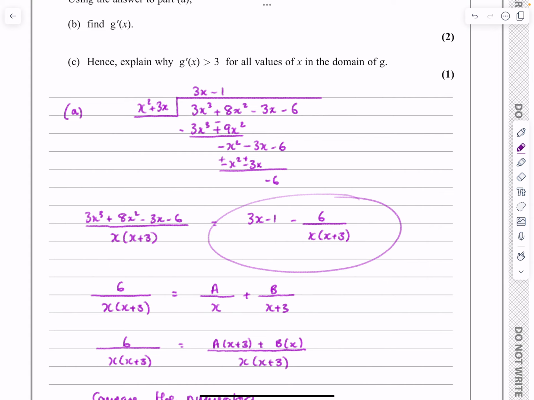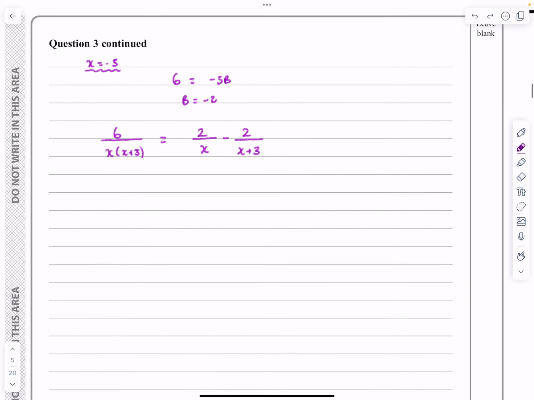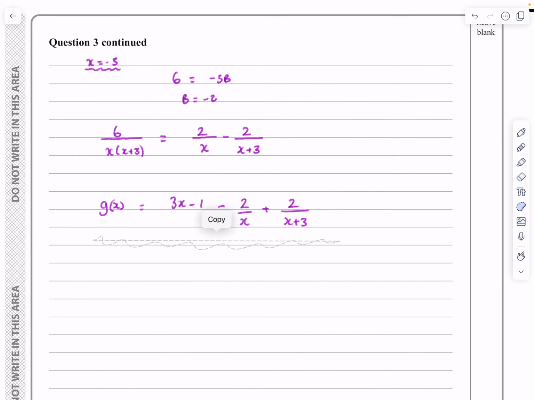So if I now put this information into this part here, I'm going to get that the original question, g(x) is equal to 3x minus 1, and then it's minus this thing, so minus 2 over x plus 2 over x plus 3. Let's just tidy that up a little bit. So there we go. There's our A, B, C, and D for our first part. Completed right there. Fantastic. So part B.